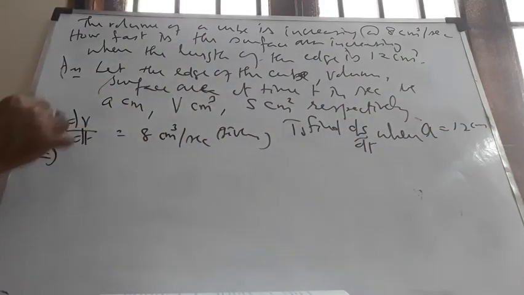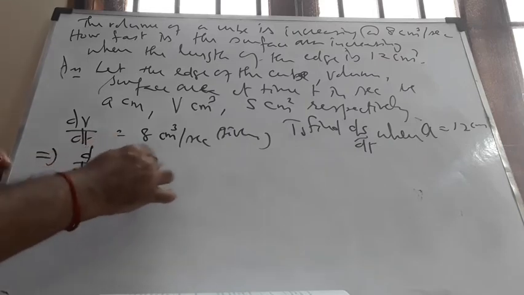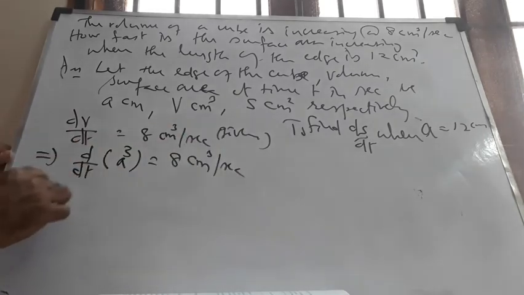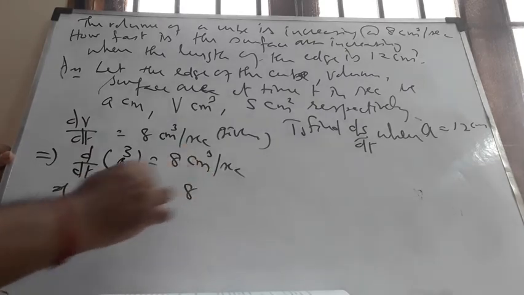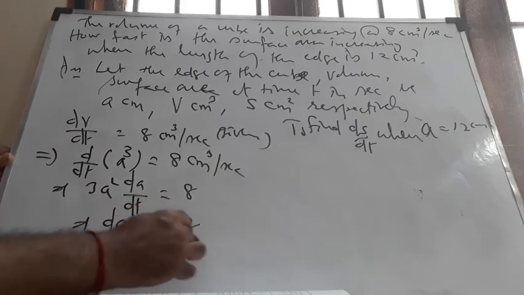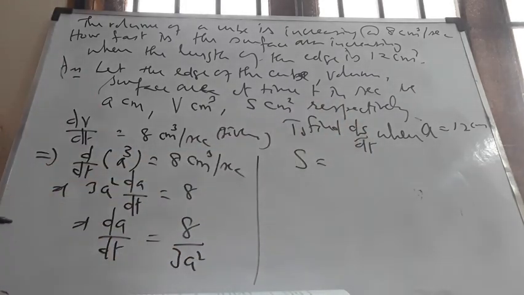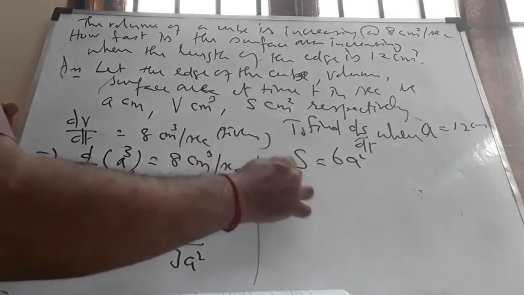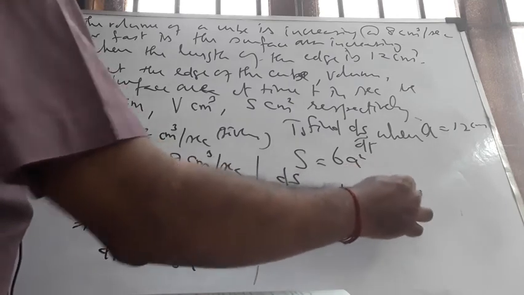Now what is the implication here? d by dt of the formula for volume of a cube, which is a cube, is 8 centimeter cube per second, which implies 3a square dA by dt is equal to 8, which implies dA by dt happens to be 8 by 3a square. Now the formula for surface area, we always mean here the total surface area, 6a square. Now dS by dt happens to be 12a into dA by dt.